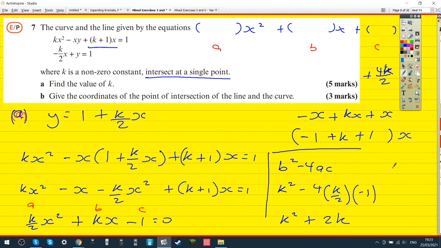And so what is our discriminant equal to? So is it just 1? So is it equal to 0? Yeah. If there were 2 solutions, it'd be greater than 0. No solutions, less than 0. Okay. And then you solve for k.